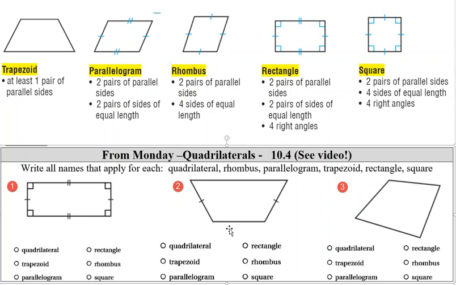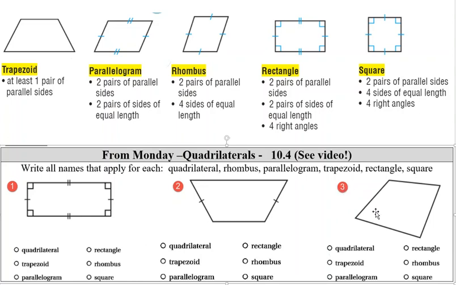Okay? Well, this one right here, it only has one set of parallel sides to it, so that makes it a trapezoid. But remember, it's always a quadrilateral, and it's a trapezoid. Not a parallelogram, not a rectangle, not a rhombus, and not a square.